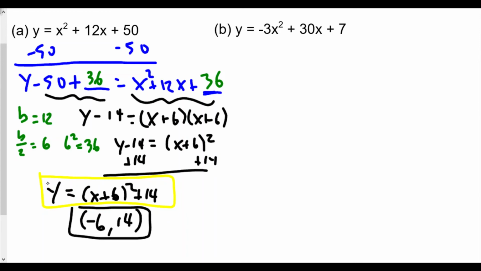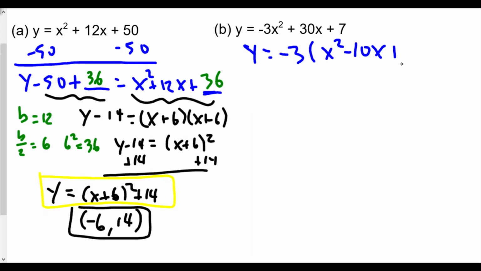Now for letter B, and this one's going to be a little more tricky. Before I do anything, I'm going to factor out a -3. So y equals -3, and I know you're probably thinking in this case, that's not the greatest common factor. Well, it's how we start off, because we want an x squared in the front. So 30 divided by -3 is minus 10x.